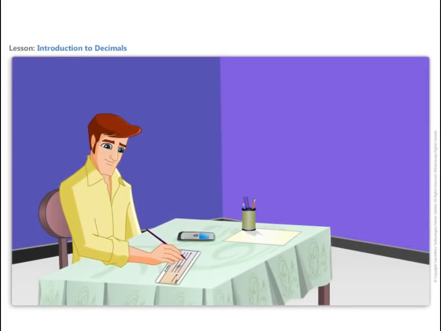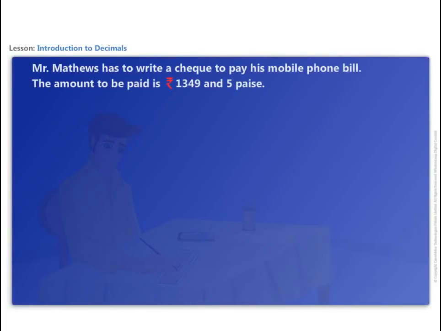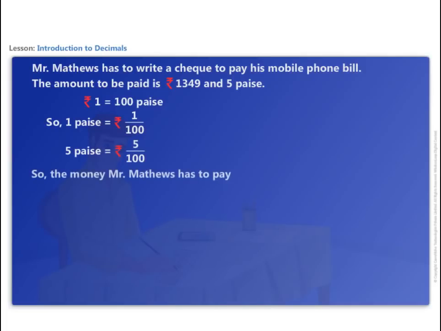Mr. Matthews has to write a check to pay his mobile phone bill. The amount to be paid is Rs 1,349 and 5 paise. How would Mr. Matthews write this amount in rupees? 1 rupee is equal to 100 paise, which means 1 paisa is equal to 1 by 100 rupee, which means 5 paise is 5 by 100 rupee. So, the money Mr. Matthews has to pay is 1,349 plus 5 by 100.